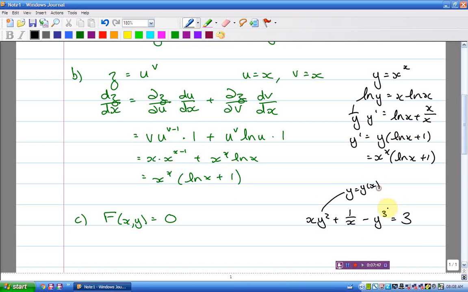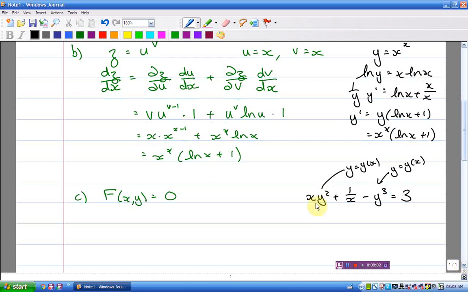Can you remember doing problems like that? And then you had to use implicit differentiation. So for instance, in that first term, you would have to use product rule. You differentiate the two factors one by one, and you'd end up with something like 1 times y squared plus x times 2y times dy by dx plus etc. Remember doing problems like that?